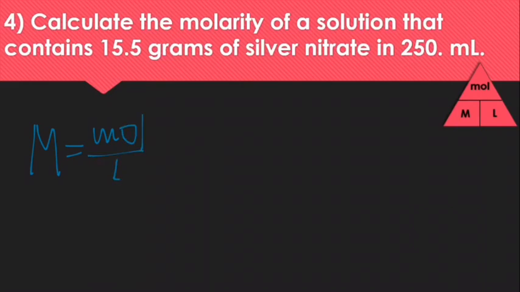Moles divided by liters. It contains 15.5 grams. Oh, I'm going to need to do some dimensional analysis. And then 250 milliliters. I know I have to change into liters, so that's going to be my volume here. So I need to do my dimensional analysis real quick. Take that 15.5 grams. Silver nitrate weighs 169.872. And 1 mole on the opposite side.